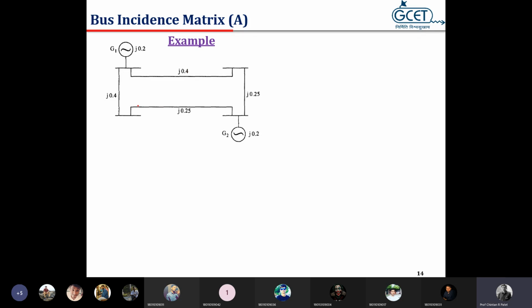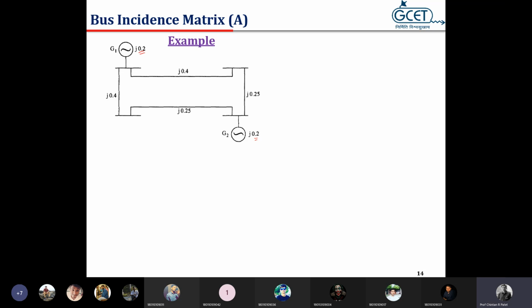So for this system, there are 4 buses, and 2 buses consist of generators G1 and G2. Each line is represented by a series component, and both the shunt connections are given j0.2 ohm reactance. So this j0.2 ohm reactance exists between a particular bus and ground. We need to form the bus incidence matrix A.